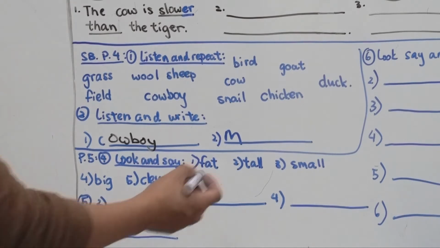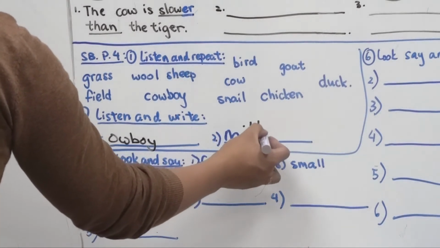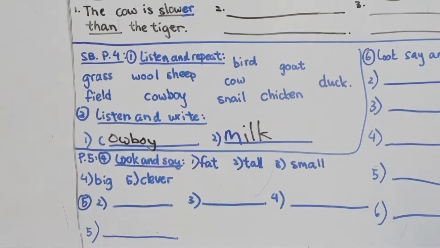M already have here, right? M-I-L-K. Milk. Alright? So go around about the part 3. Let's go around it, alright?